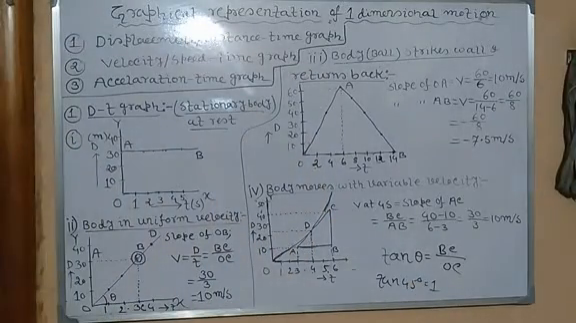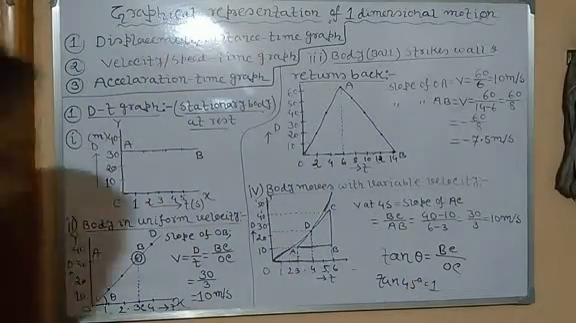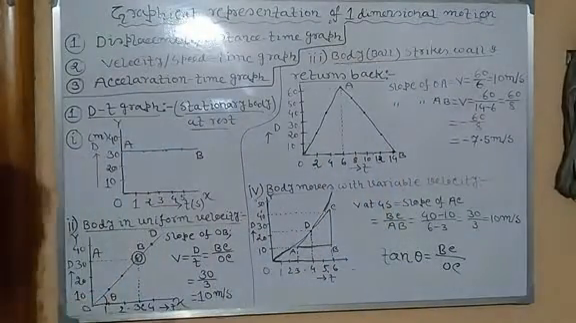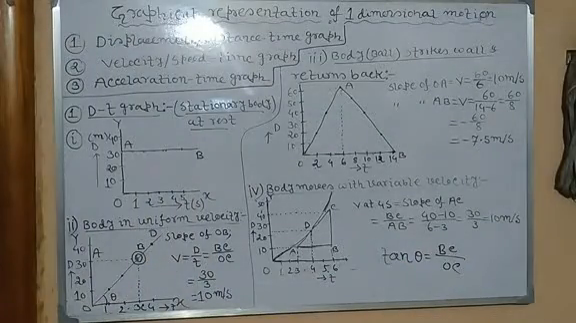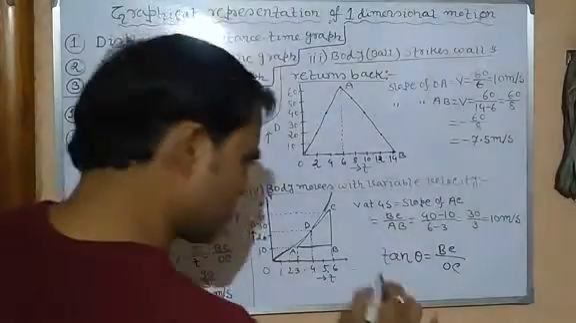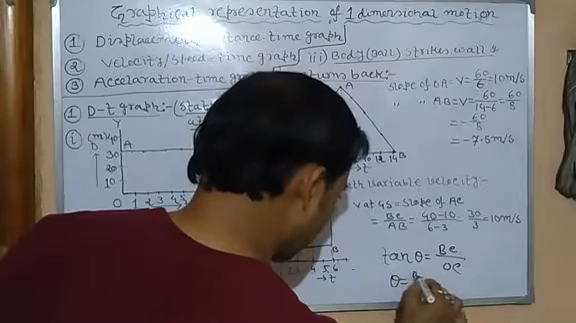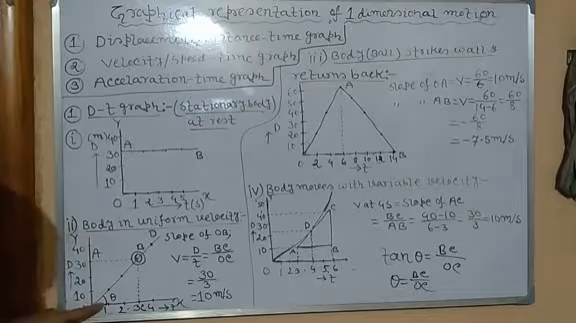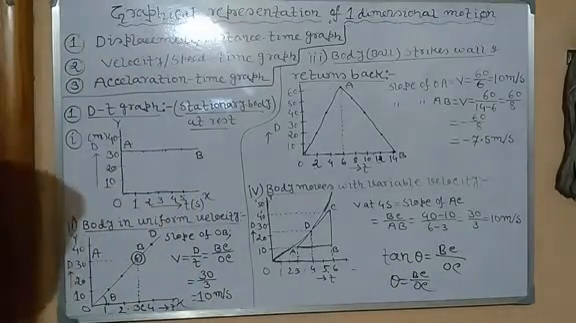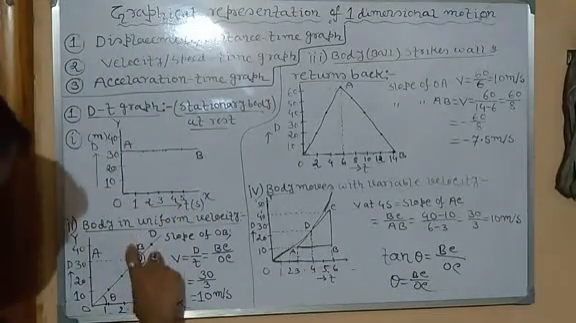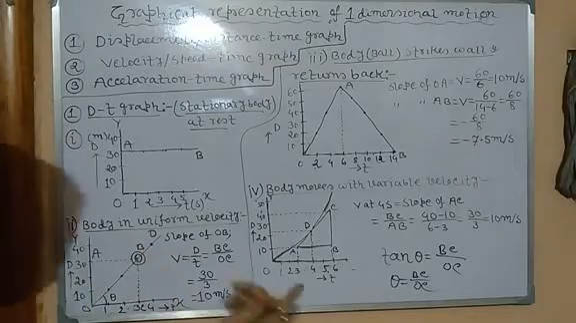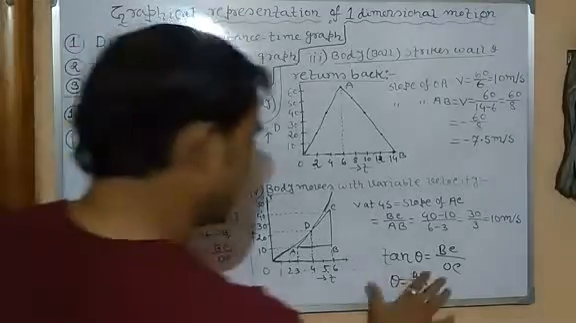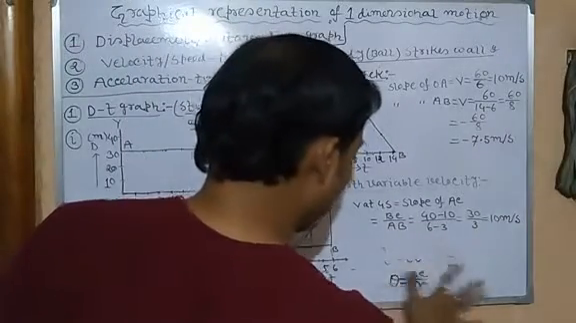But we don't need 45 degree here. So tan theta equals BC by OC. When theta is very small, tan theta is equal to theta. The tangent of any angle is perpendicular by base, so tan theta is BC by OC. This is the slope.